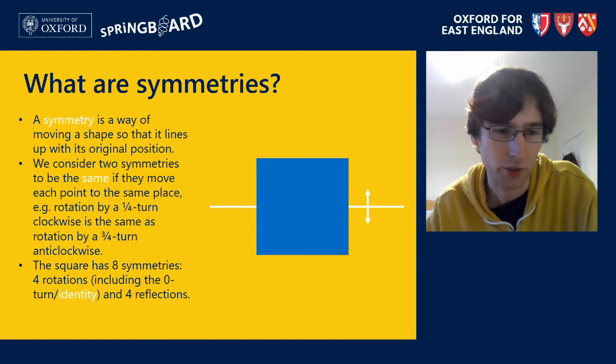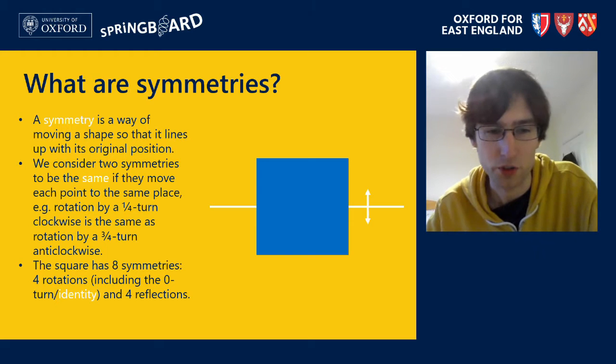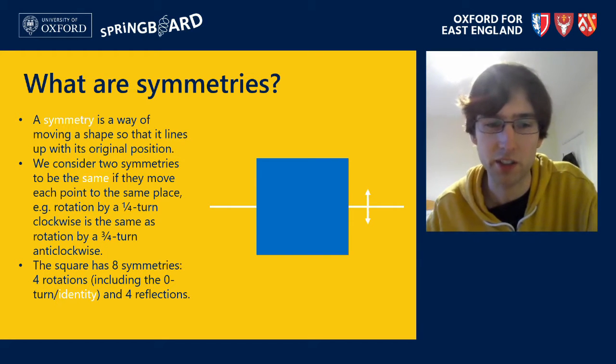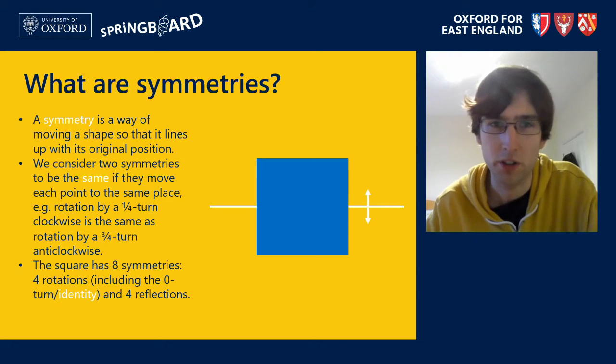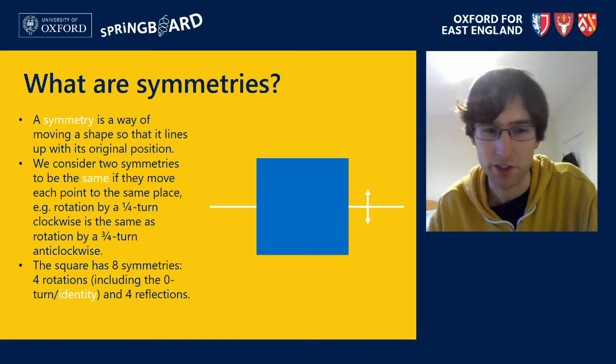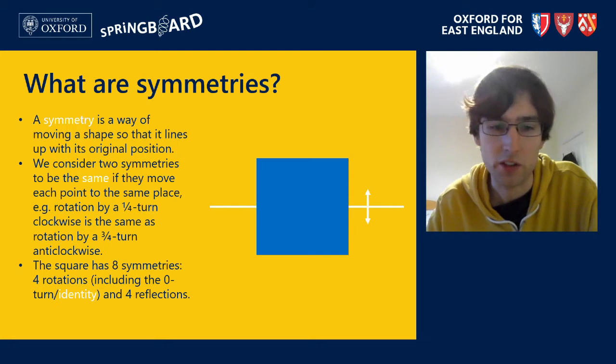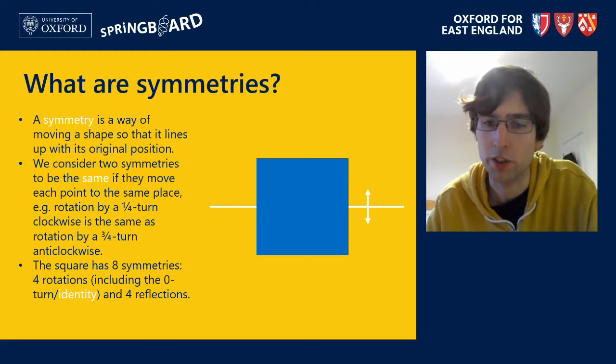So what are the symmetries of the square? Well, it's not hard to count them. There are 8 of them. These are 4 rotations, including the 0-turn rotation, which also has the fancy name identity. In fact, this is a general name. For any shape, the symmetry which doesn't move anything is known as the identity. And then there are also 4 reflections of the square, reflecting about the horizontal axis, the vertical axis, and 2 about diagonal axes.